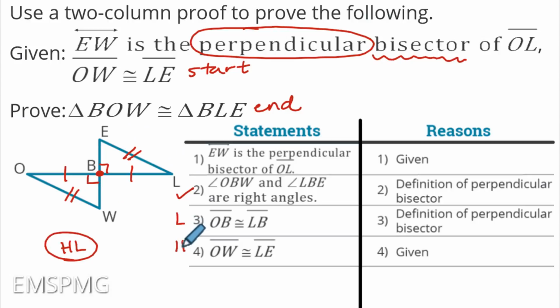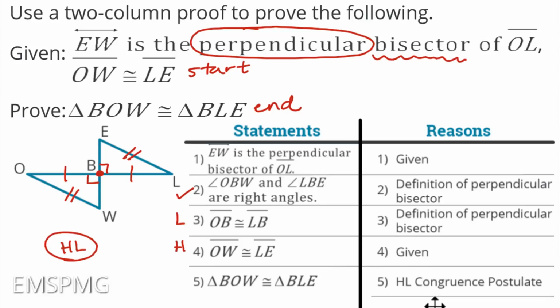This is my hypotenuse. The nice thing with HL is you need a hypotenuse the same in both, you need a leg the same in both, and you have to make sure that you have right angles. Once you have all 3 of these criteria, then you are finished. Your triangles are congruent. Make sure you're writing it in the same order that we wrote it in the beginning, and we wrote it correctly here. The reason for that, again, is our new postulate, HL, the hypotenuse leg congruence postulate.